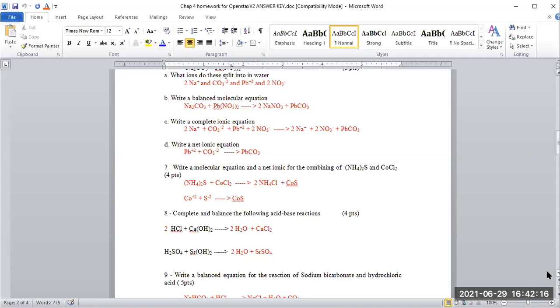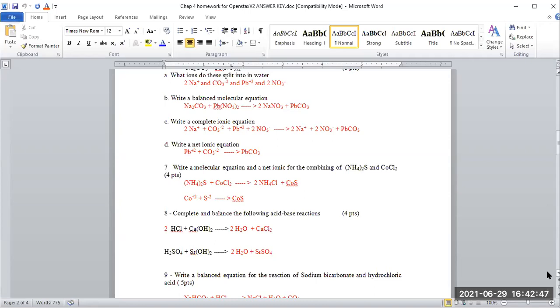You can use either rule. You can use the rule that says most ammoniums are soluble, or you can use the rule that says most chlorides are soluble. For both reasons, NH4Cl is not your precipitate. Cobalt sulfide is. And I skipped the complete ionic step because I was only looking for the net as the other half of this problem.